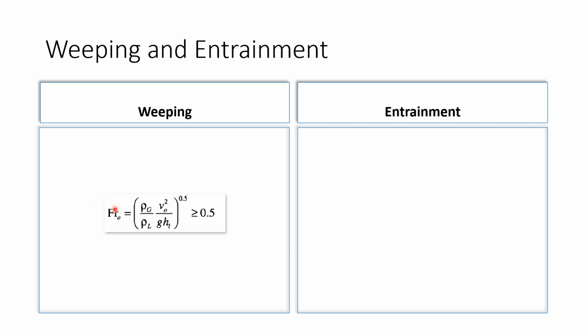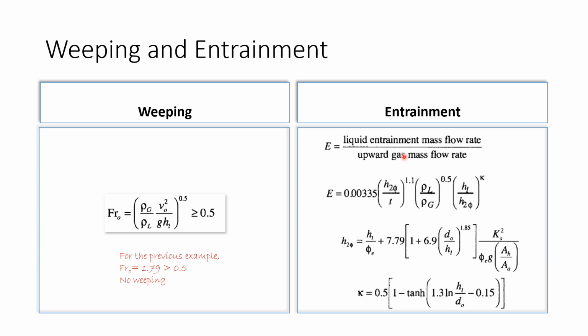So Froude number has to be more than 0.5 to make sure that there is no weeping. So if it is more than 0.5, then there is no weeping. If it is less than 0.5, then we will be having a problem with weeping. I did calculate Froude number for the previous example, and Froude number was 1.79, which is more than 0.5, so there is no weeping.